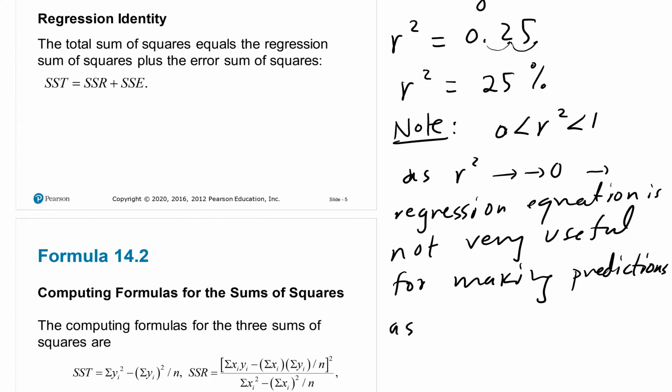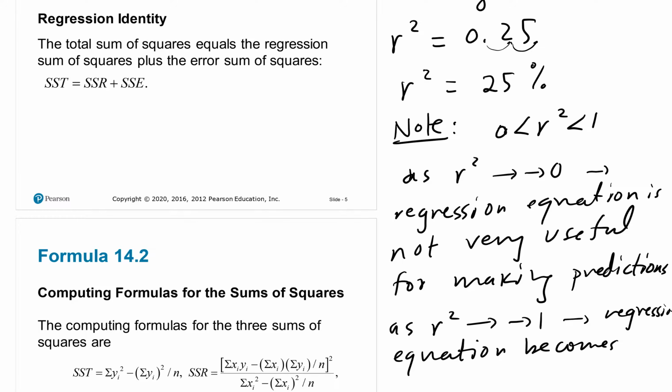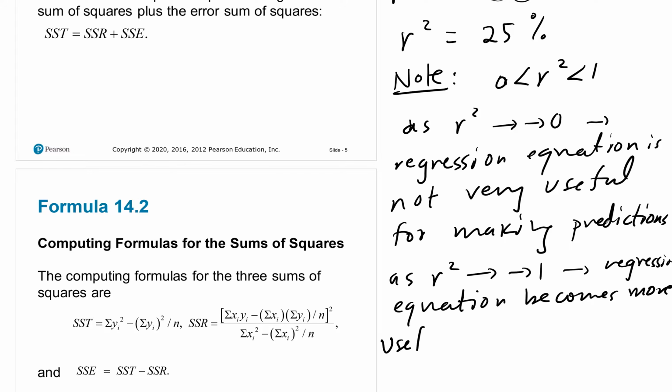The same thing, as r squared gets closer and closer to 1, the regression equation becomes more useful in making predictions.